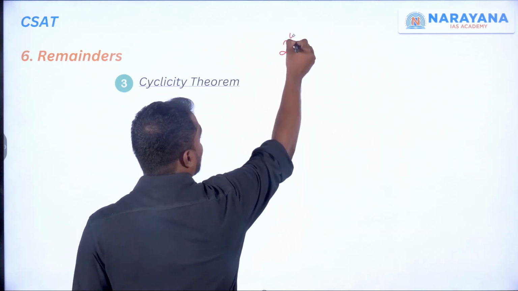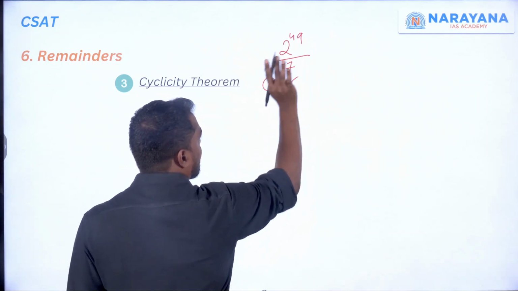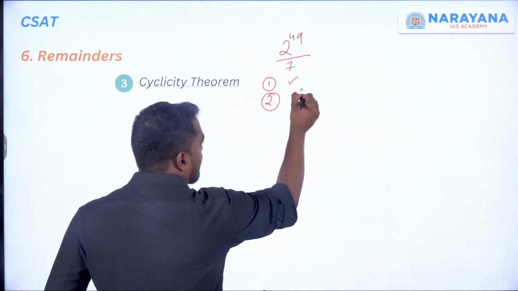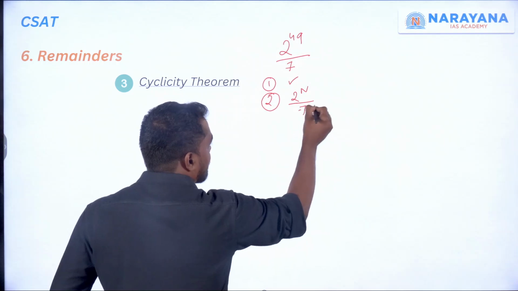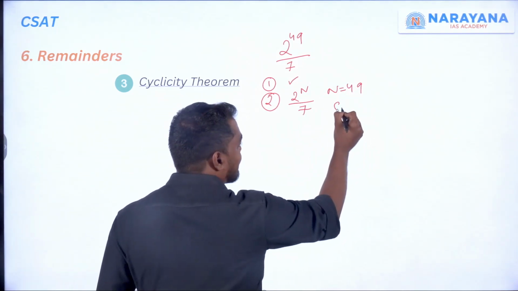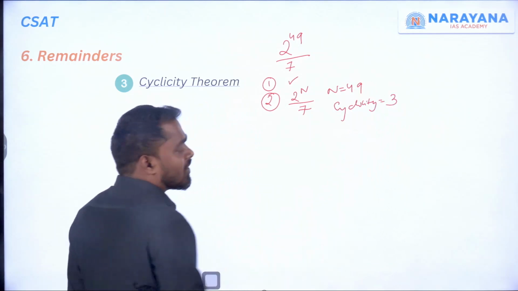So, 2 to the power 49 by 7. We have done the first step. Base is less than the denominator. Second one, 2 to the power n by 7, n is nothing but 49. We have found the cyclicity. Cyclicity is nothing but 3 we got here.